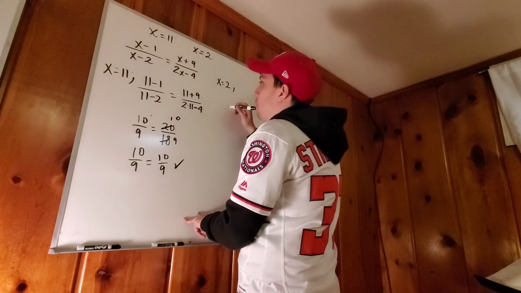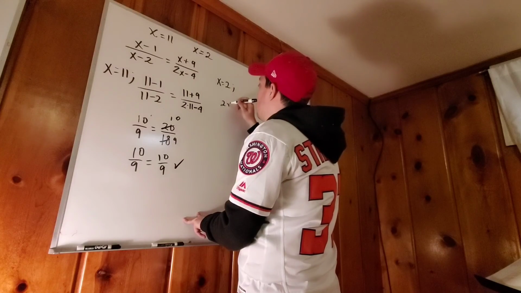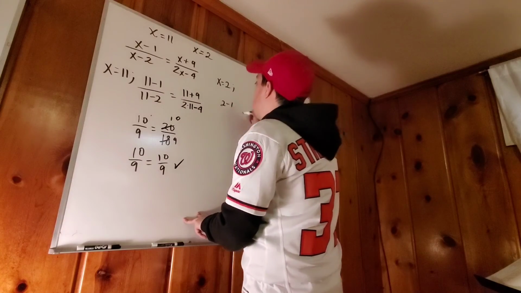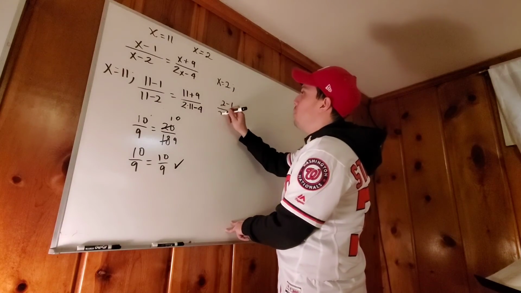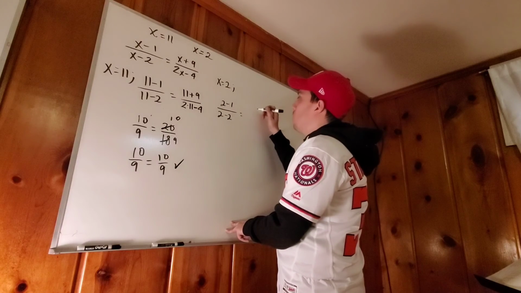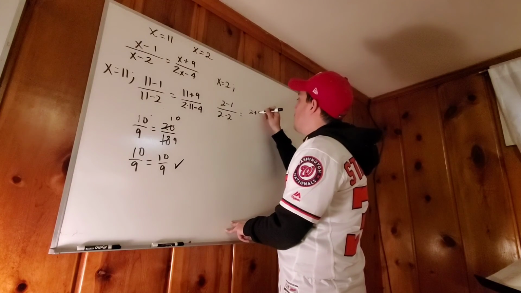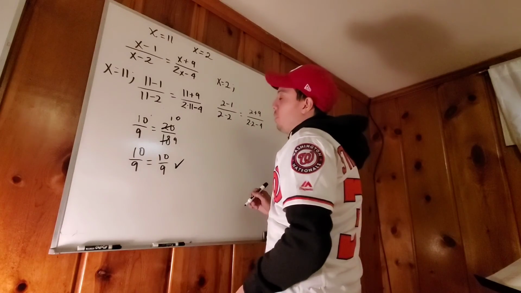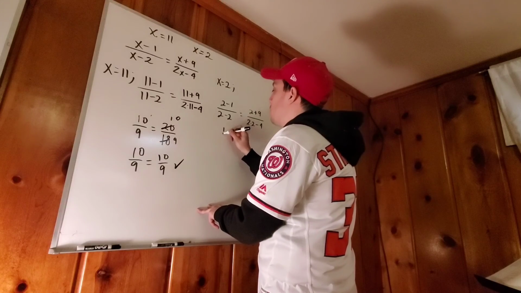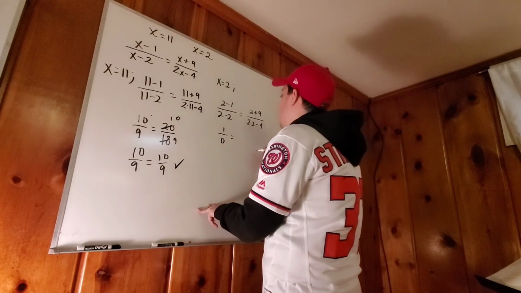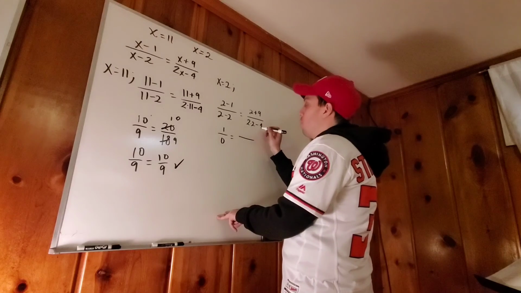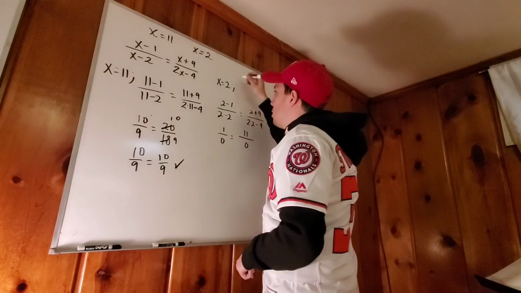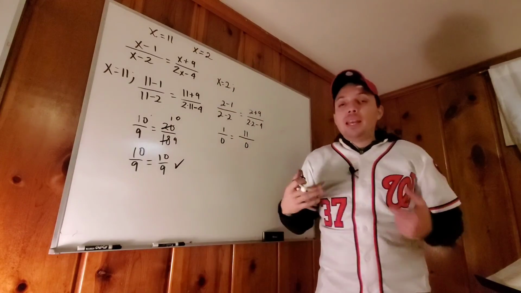Now, what happens when we say that x equals 2? Well, let's find out. We're going to say 2 minus 1 over 2 minus 2 equals 2 plus 9 over 2 times 2 minus 4. Well, I already see what's going to happen here because 2 minus 1 is 1, but 2 minus 2 is 0. Uh-oh, we cannot divide by 0. And 2 times 2 is 4, minus 4 is 0. Uh-oh, we cannot divide by 0. So this is not an answer. This is an extraneous solution, meaning that it cannot happen.